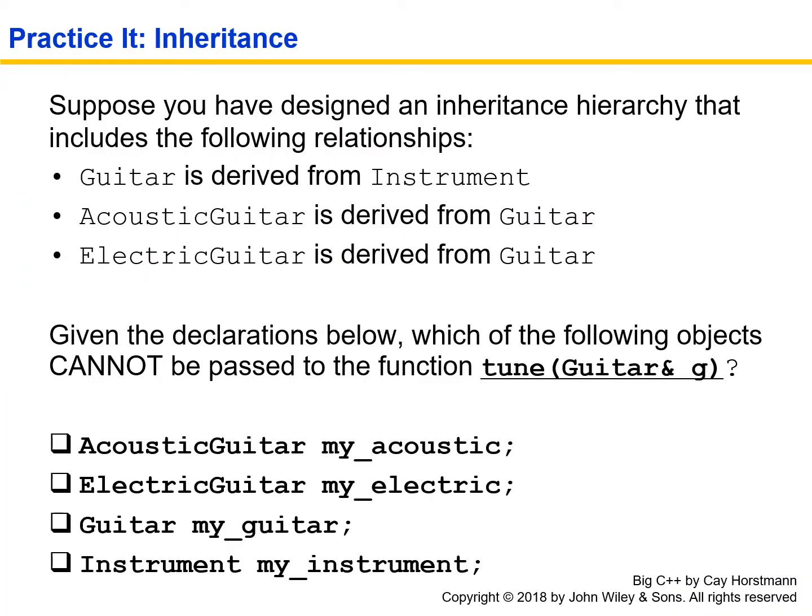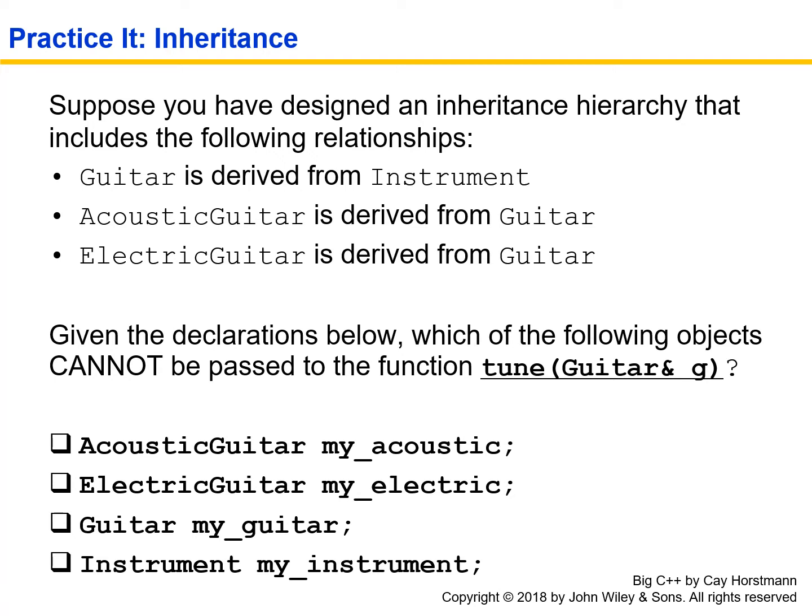Another example of inheritance. Let's say you've designed an inheritance hierarchy for musical instruments. Guitar would be derived from instrument. Acoustic guitar would be derived from guitar, and electric guitar would be derived from guitar. You could pass any guitar object to a function tune that would then prompt you, I guess, to tune each of the six strings on a guitar in turn.